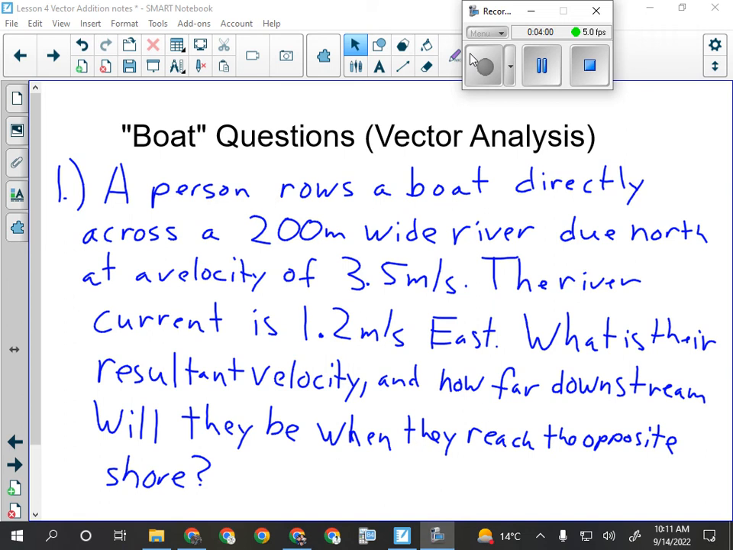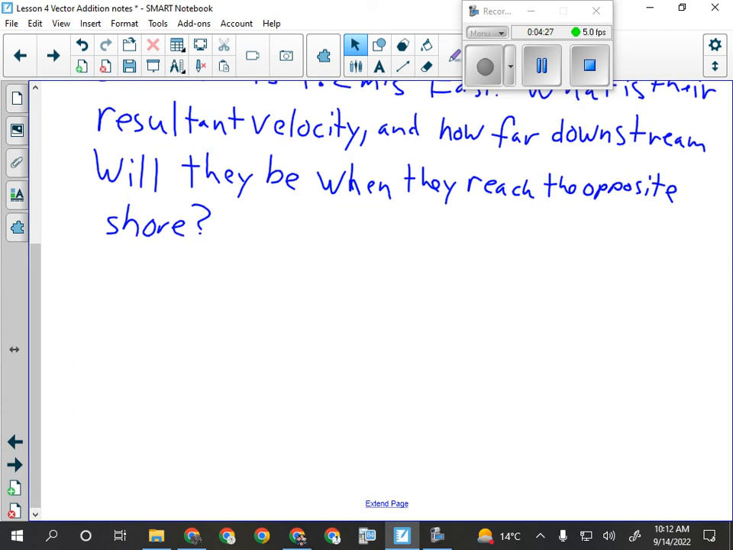So the person's rowing the boat, the river's 200 meters wide. They are an Olympic rower who can row at 3.5 meters per second. I know that doesn't seem very fast, but rowing a boat that fast is pretty fast. The river current is 1.2 meters per second east. So I want to find the resultant velocity and how far downstream they will be when they reach the opposite shore.